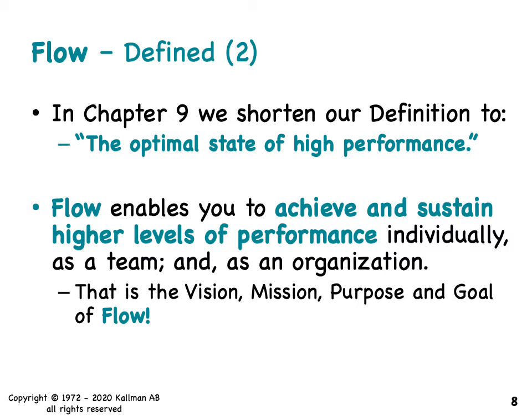By chapter 9 in my book, I shortened the definition to the optimal state of high performance. What happens is Flow enables you to achieve and sustain higher levels of performance individually, as a team, and as an organization. If you look at the green text in the bullet point, achieve and sustain higher levels of performance, that's basically the vision for Flow. Our mission is teaching you the what and the how and helping you duplicate the results. And our purpose and higher purpose is that we pursue excellence and we like to help others do the same. That's basically the goal of Flow.